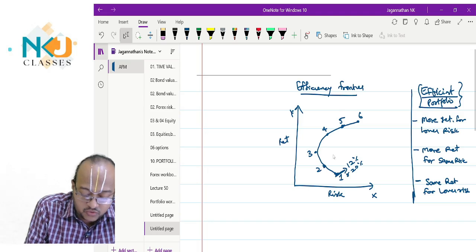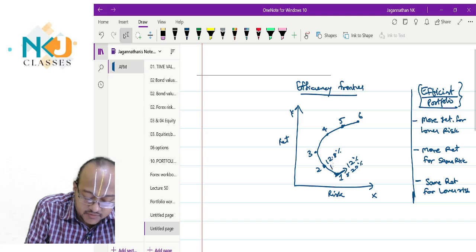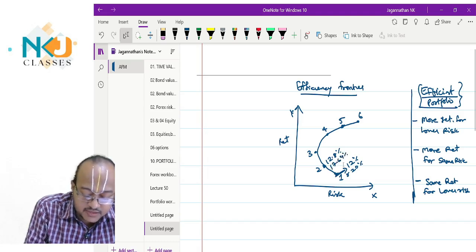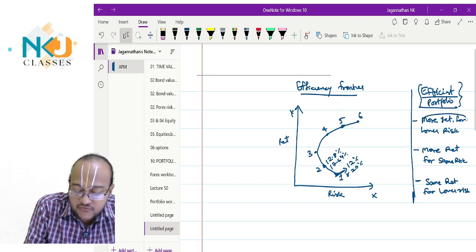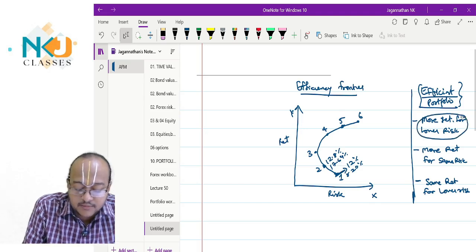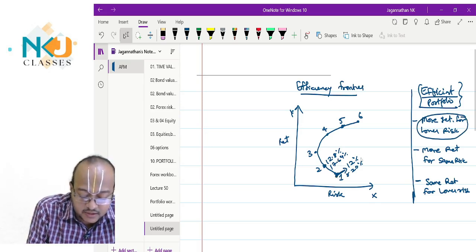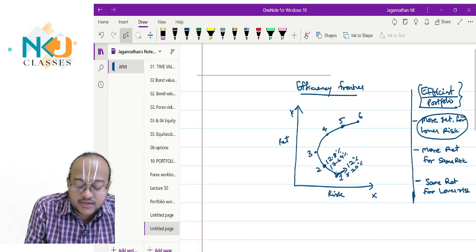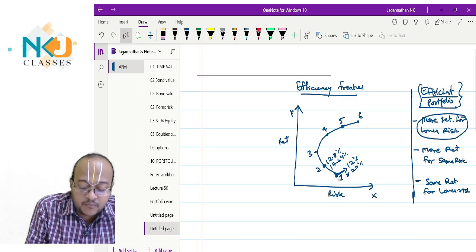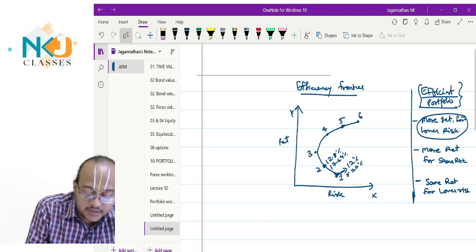At point 2, the risk was reduced. The return is 12.8%. Risk is 17.64%, which means it is giving a higher return for a lower risk, more return for a lower risk. Correct? Yes. Portfolio 2, since it is giving higher return with lesser risk than portfolio 1, is superior to portfolio 1. Correct?